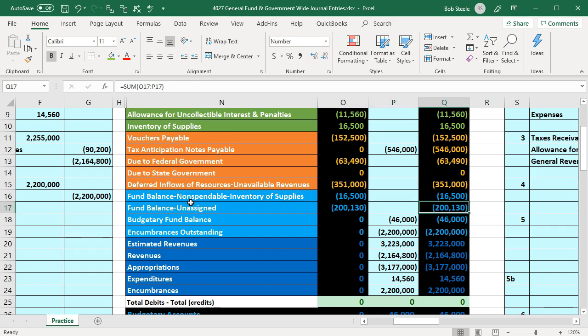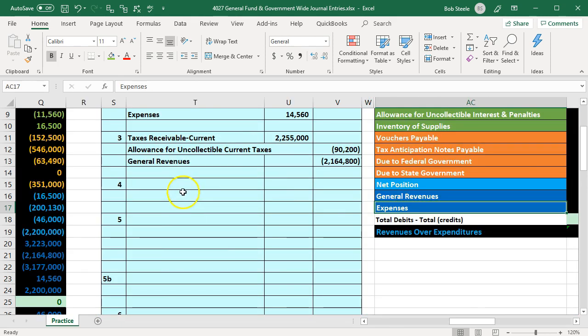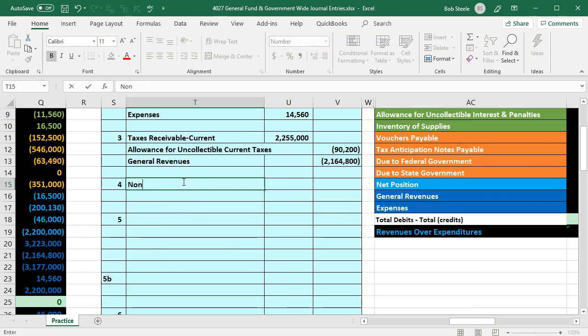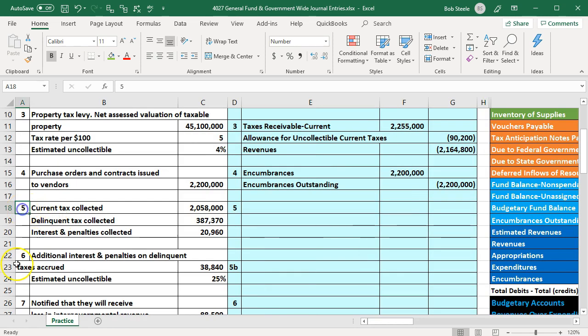So what's going to happen in the government-wide transaction? Nothing. Why? Because again, this is a funny type of thing that we wouldn't expect to see. So therefore, in the government-wide, which is more on an accrual basis, we don't have it there. Next item is going to be number 5 here.